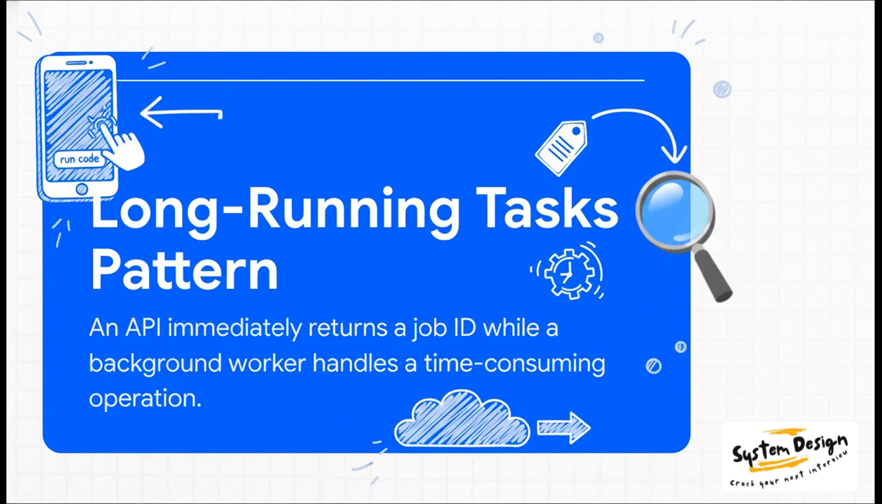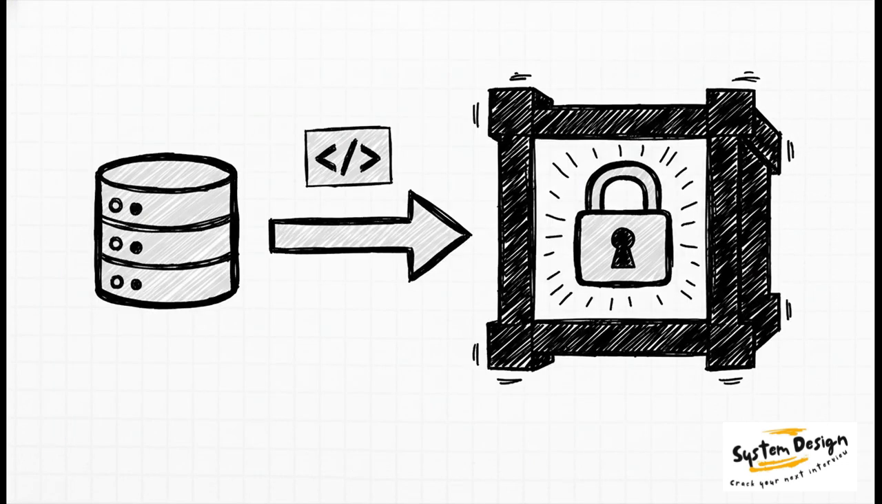See, running code can take a few seconds, and in the world of the web, that's basically an eternity. You can't just freeze the user's screen while you wait. So the idea is the API responds instantly with something like, "Got it, I'm working on it," while the actual heavy lifting happens in the background. So how do we actually do that background work safely?